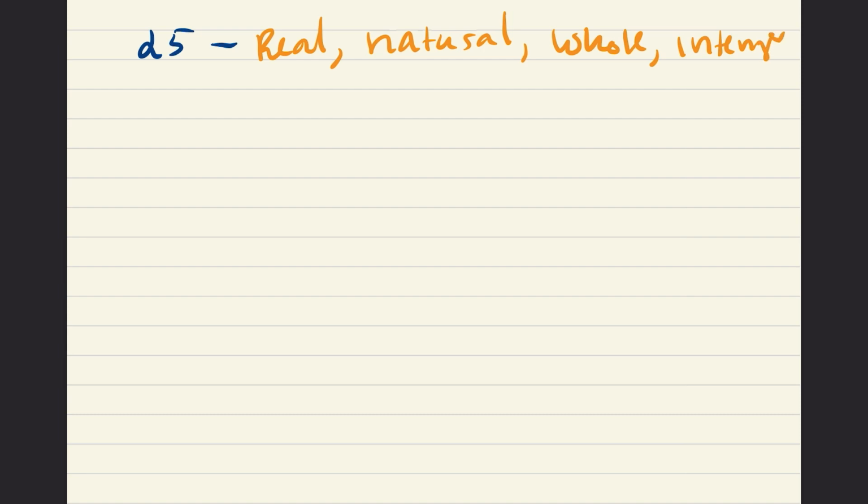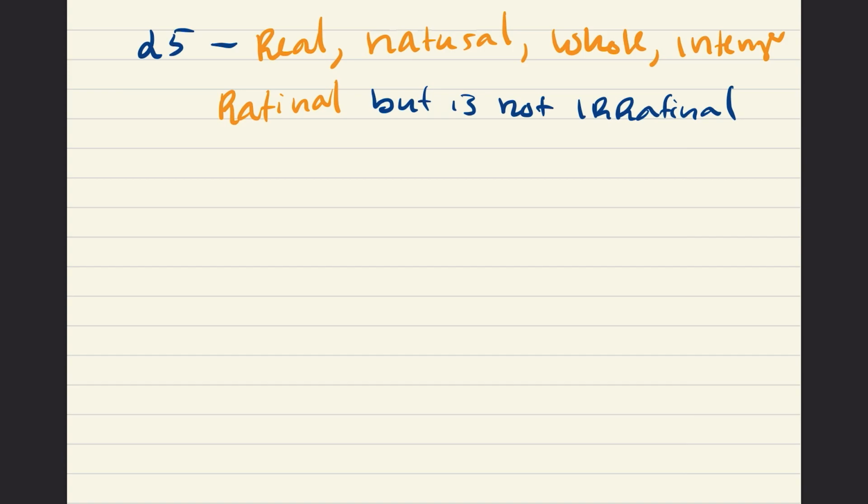So if I give you 25, let's go from real number. 25 is a real number, is a natural number, is a whole number, is an integer, is a rational number, but is not irrational. The reason it's not irrational is because it's rational. It cannot be rational and irrational.